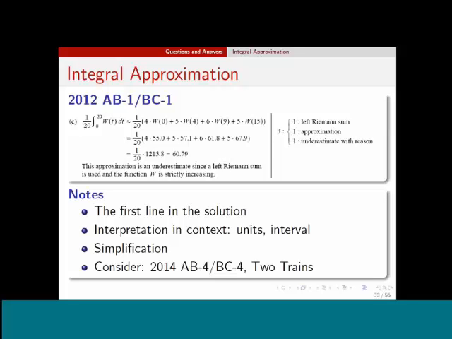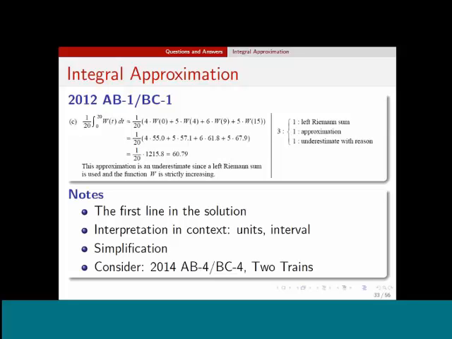And I want to talk much more about this. 1 point for a conceptual point here for understanding what the left Riemann sum looks like. 1 point for the approximation, that's that value, 60.79. And then 1 point for telling us that it is an underestimate and giving us the reason why.